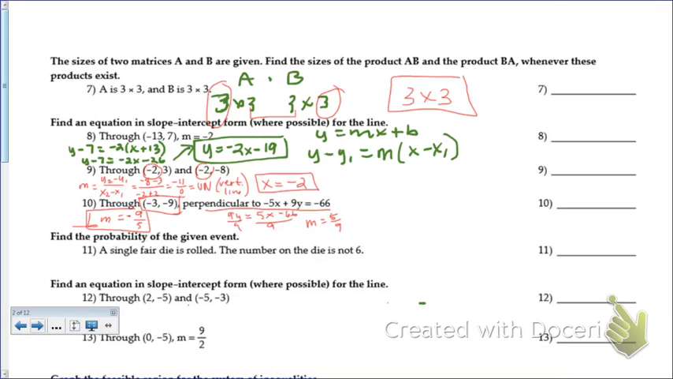Number 11, find the probability of the given event. I have a single die, so only one, there's not two, just one, so numbers 1 through 6. And what's the probability that the number on the die is not a 6? Well, I've got 1, 2, 3, 4, 5, 6 numbers. 5 of them are not a 6, so my probability of not a 6 is 5 out of 6.